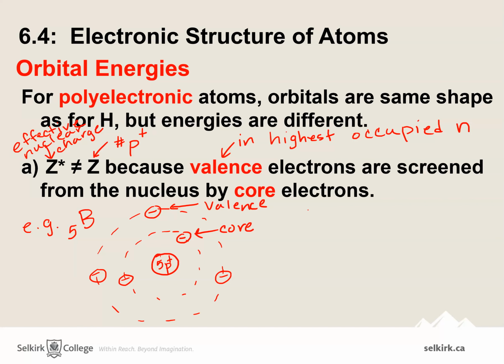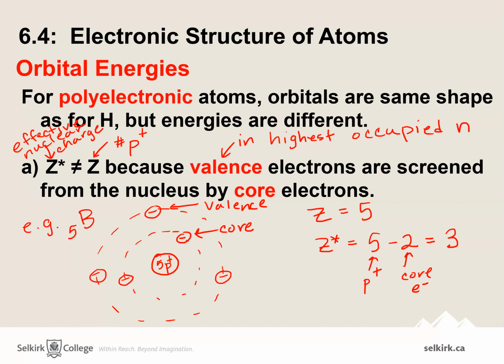Now the atomic number for boron is, of course, 5. It's got 5 protons in the nucleus. But the effective nuclear charge, the charge that the valence electron sees, is 5 for the protons, but that's canceled out by the 2 electrons in the core. So the net charge that the valence electron sees is only 3+.